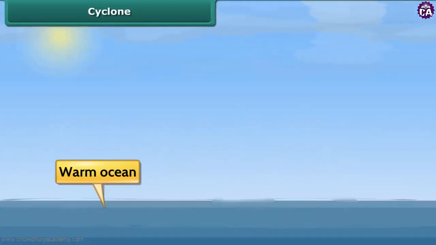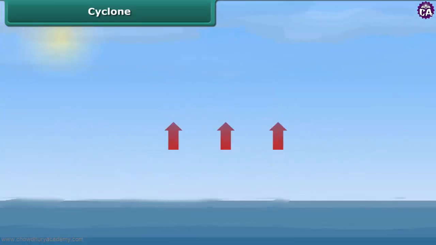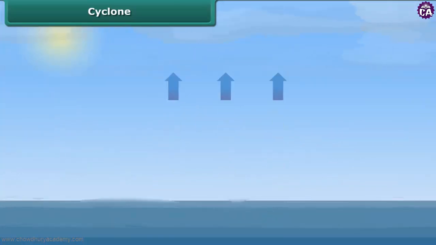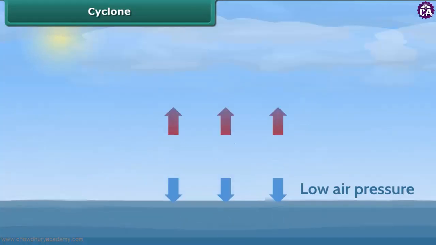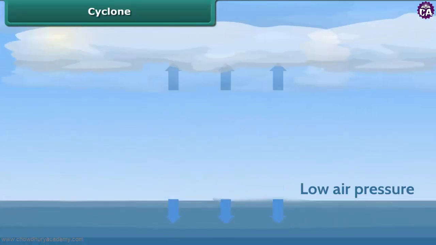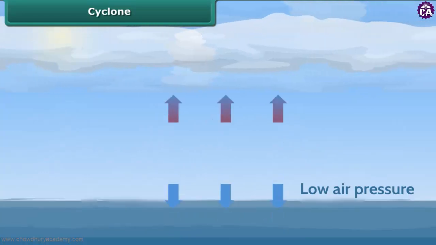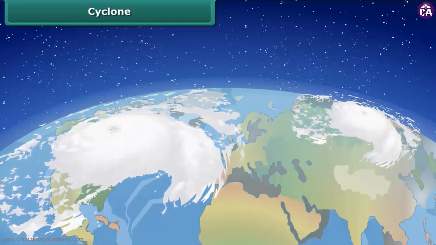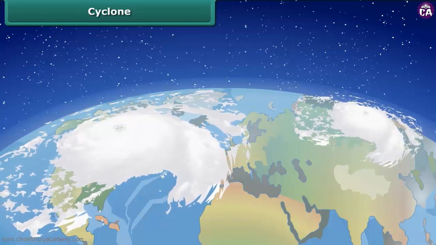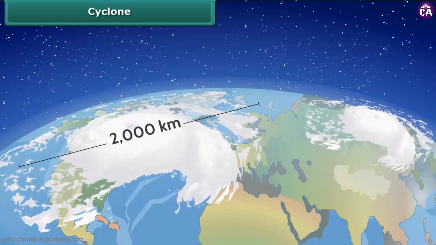Cyclones are formed over warm oceans. The warm ocean also heats the air above it. When humid air is lifted, it cools down and forms cloud. The low air pressure created over the ocean begins to pull the clouds in, and the clouds begin to rotate due to Earth's rotation. These clouds continue to grow larger and begin spinning more. The swirling winds rotate faster and faster, forming a huge circle which can be up to 2,000 kilometers across.